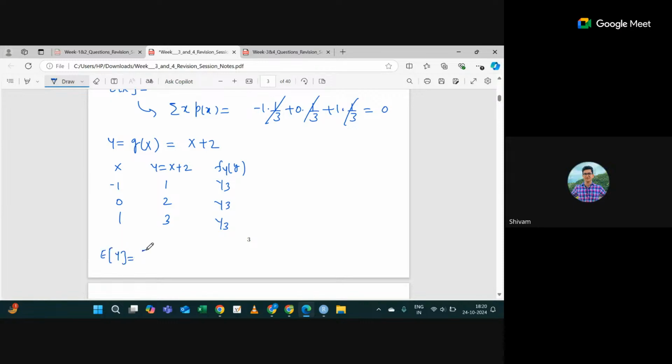So summation of y into probability of y equal to y, right? Basically 1 into 1 by 3 plus 2 into 1 by 3 plus 3 into 1 by 3. So 1 plus 2 plus 3, that is 6 by 3, which is 2. Yes or no? Yes. Right? Now, we will do the same question with a different approach.